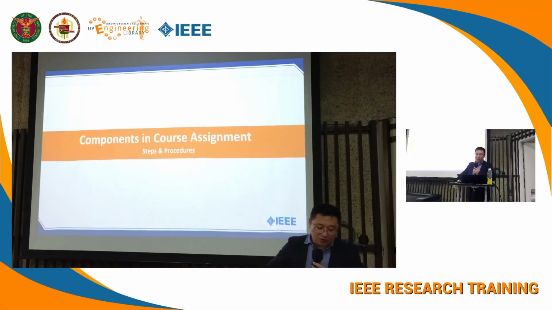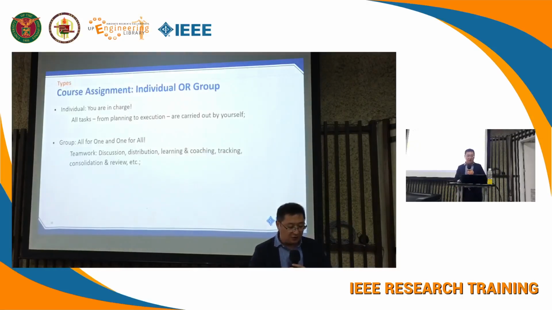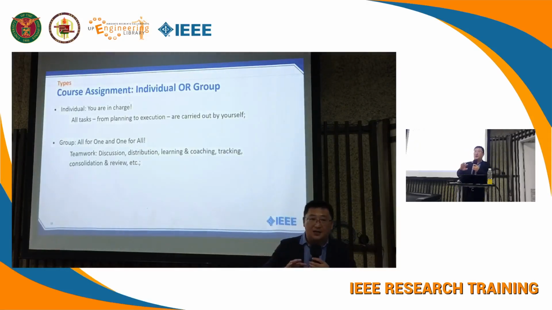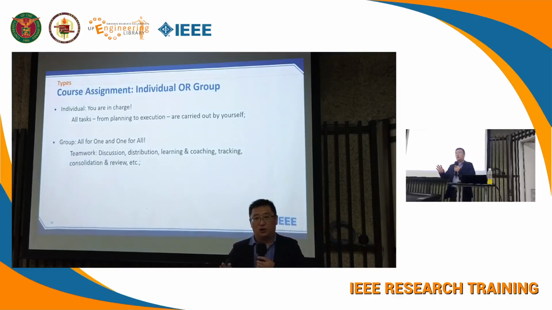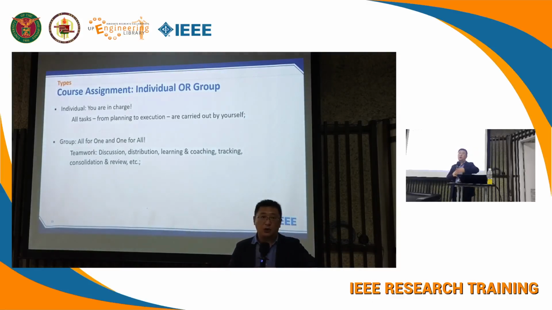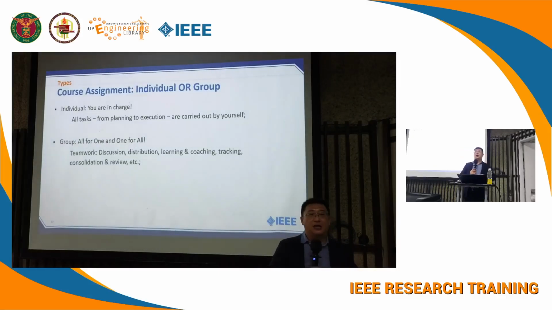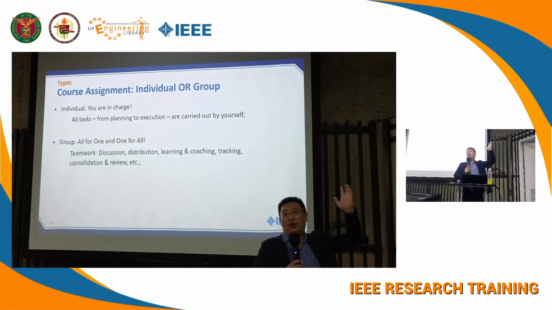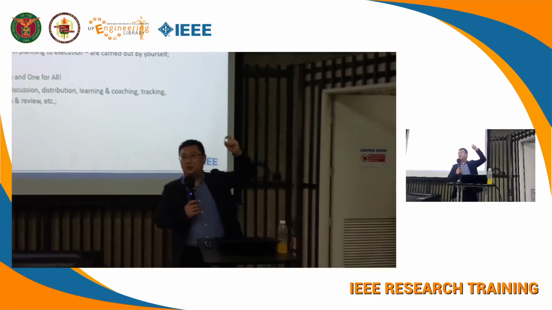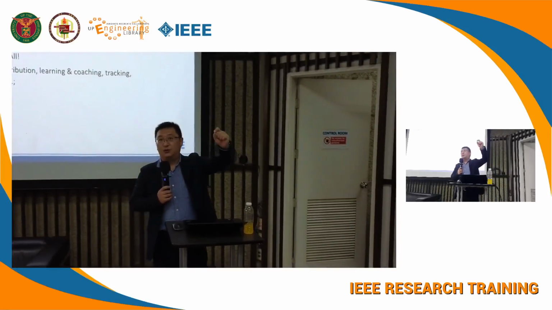The next one I was trying to share with you are the components in a coursework assignment. The first thing is you need to identify whether you are doing an individual work or a group project. For the individual work, you are in charge. Your one-man show, especially for your final year project. How many of you are going to do your final year paper by yourself? Which means just between yourself and your supervisor.